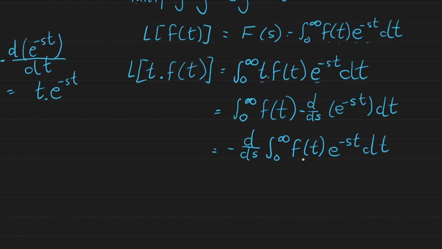And what is this? This is just our definition of the Laplace transform, as you can see here on top. So this is just F of s, and this term will be replaced by the Laplace transform F of s. So I get minus d/ds of F of s. What this means is that if I take the Laplace transform of a function, and now want to find the Laplace transform of t times that function, all I do is take the derivative of that Laplace transform.